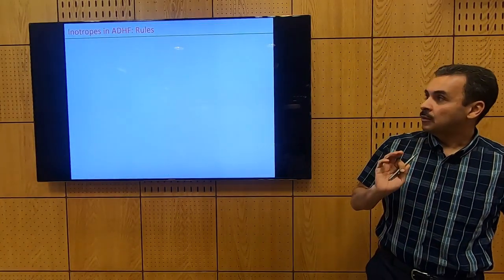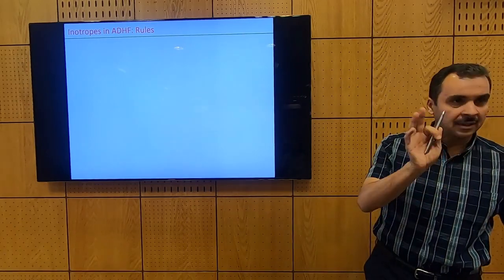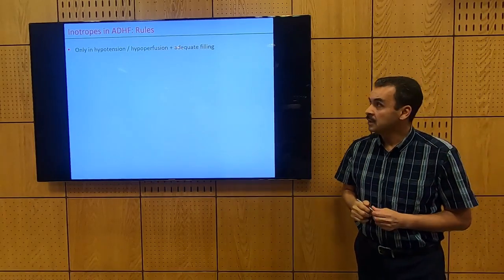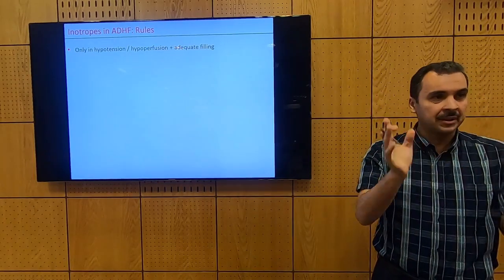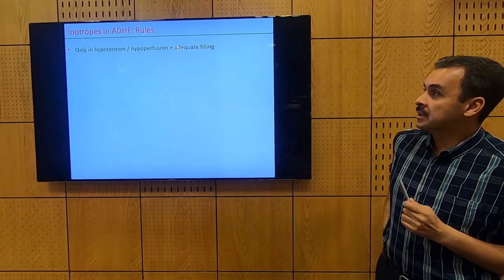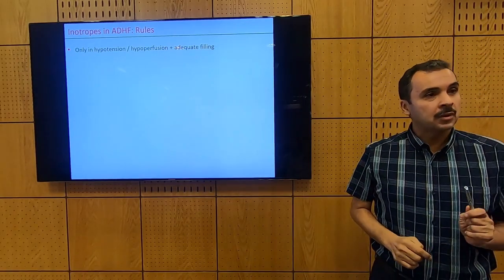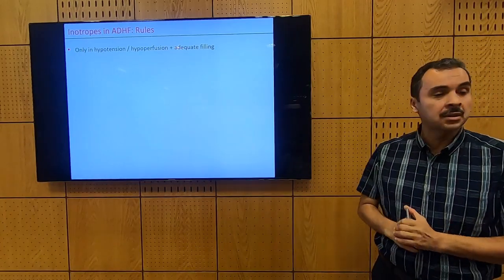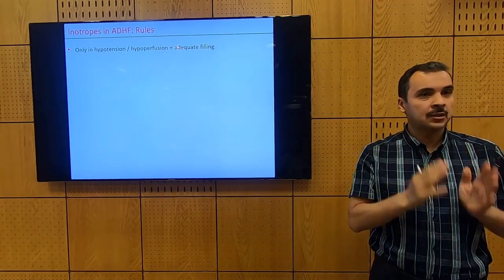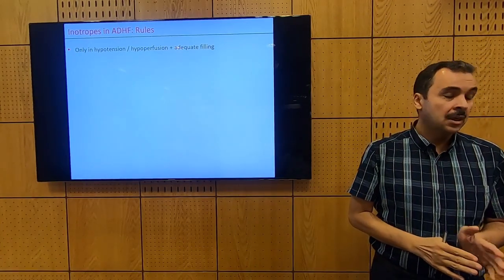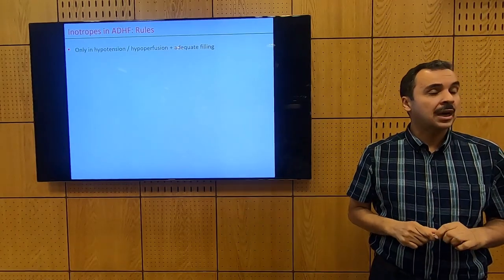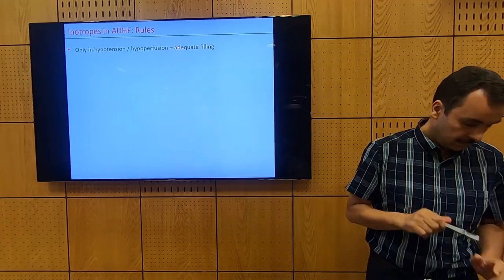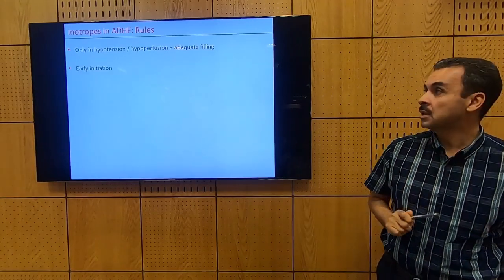Okay, we have some rules, and I'll turn to this slide. Some rules for the use of inotropes. The first rule, this is a summary or briefing: you will use inotropes only in patients with hypotension and/or hypoperfusion with adequate filling. If you use inotropes in patients with hypovolemia, you will cause harm. This is the first rule.